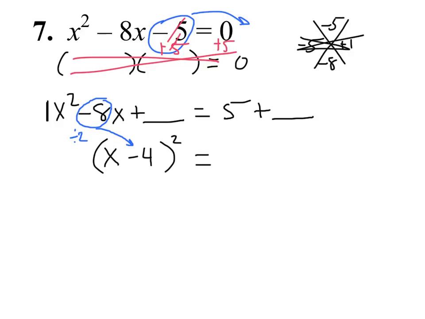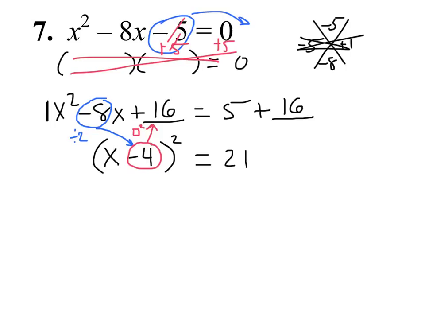Now, I take that value and I square it. Whatever that value is, I square it. That's going to give me positive 16, which I then add to both sides. That is the process of completing the square. So I take 5 plus 16, I get 21. So we are now left with x minus 4 quantity squared equals 21. We have completed the square.